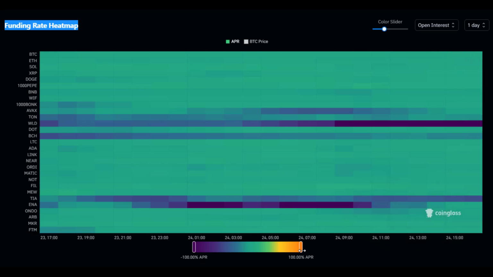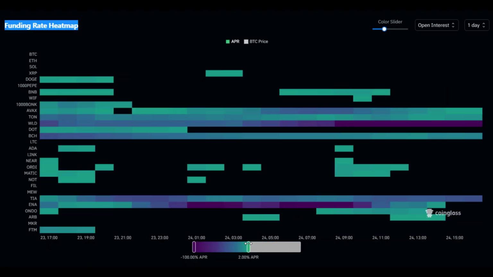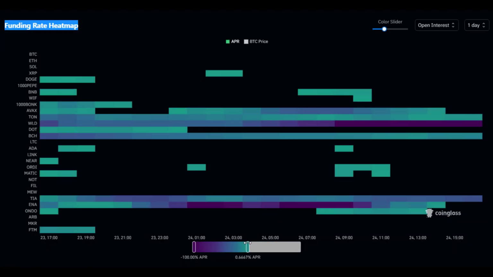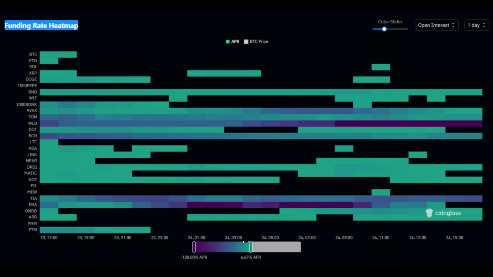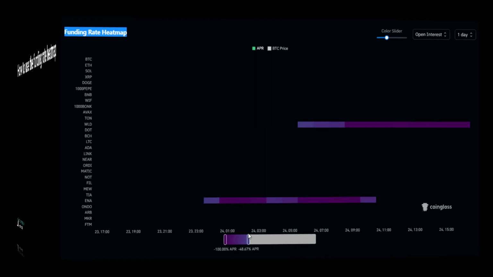When a box turns fully orange, it means long traders are paying 100% or more of their entire position size per year in funding rates, i.e. poor old Bob would need to cough up $100,000 per year in funding fees just to stay in his 100x leveraged long position, assuming the same 8-hour funding rates. But when the box is greener, funding rates are closer to zero, and when it starts to turn purple, Bob would actually be collecting funding fees from short sellers, assuming he isn't liquidated beforehand, that is.